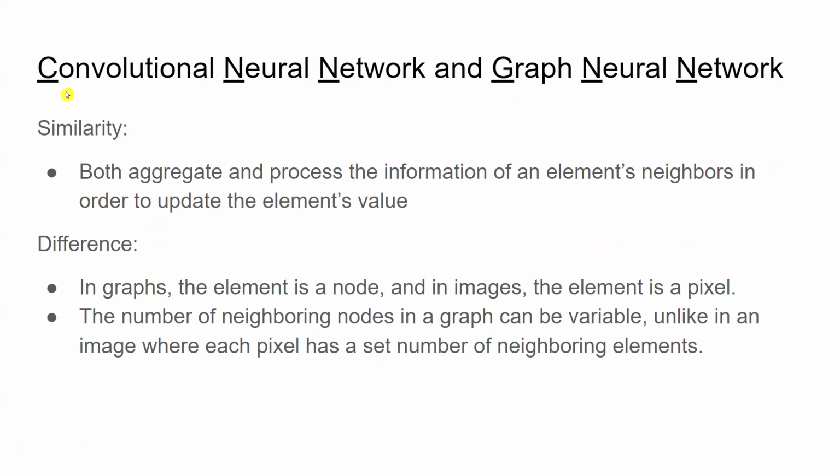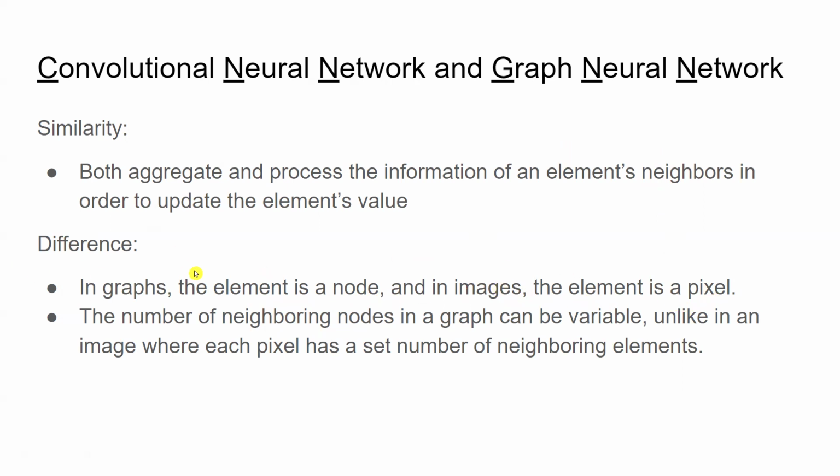And they compared it with convolutional neural networks, so CNN, and graph neural networks. You can see the similarity is that both aggregate and process information of the neighboring elements. For convolutional, you look at one pixel and then you take the neighboring pixels, right? And here it's the same with graph neural networks. You pick one node and then you take the information of the neighboring nodes. But there's a difference, which is just the basic difference between a node and a pixel.